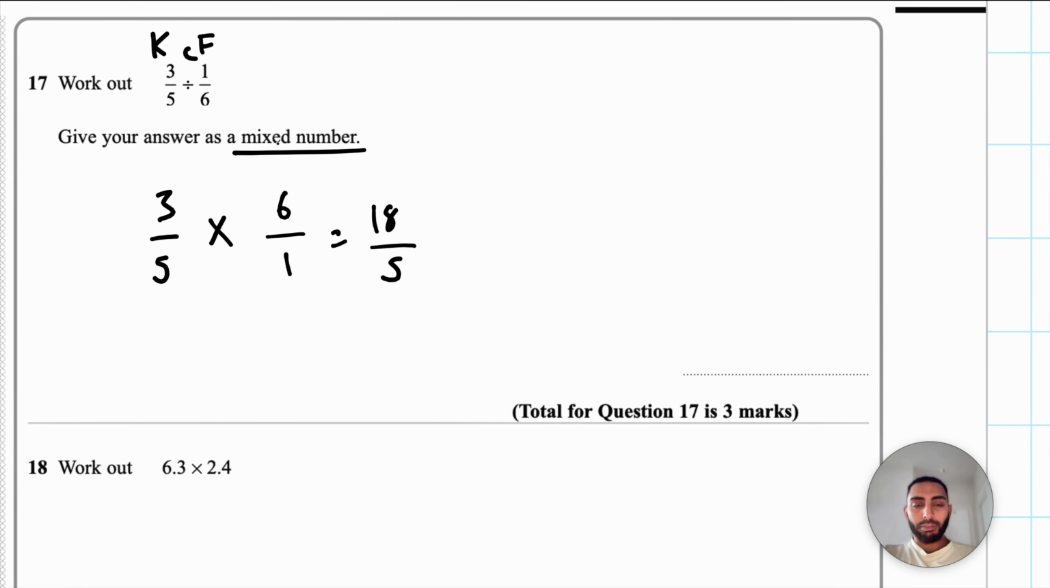I want my answer as a mixed number, so right now this is an improper fraction, it's top heavy. So I need to think how many whole numbers are in this, how many 5s fit into 18. There's 5, 10, 15, so that's 3. What's my remainder? That's 3 again.